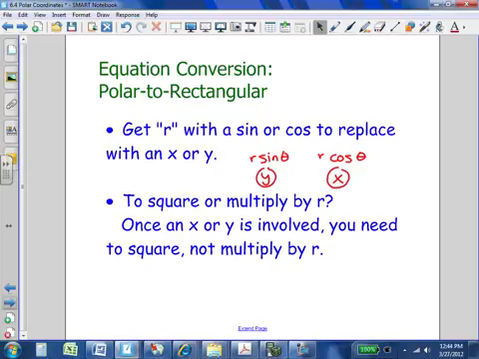Another question: do you square both sides or do you multiply both sides by r? You saw both of those strategies in the previous two examples. Sometimes it's a little hard to tell, but overall, if you have an x or a y already involved, like we did in the second example, you need to square and not multiply by r. Because if you start multiplying by r, then you're going to get mixed terms with x's and y's and an r, and that's not exactly where you want to go. It creates more trouble. So it takes some practice. It takes some strategy. So keep practicing and good luck.